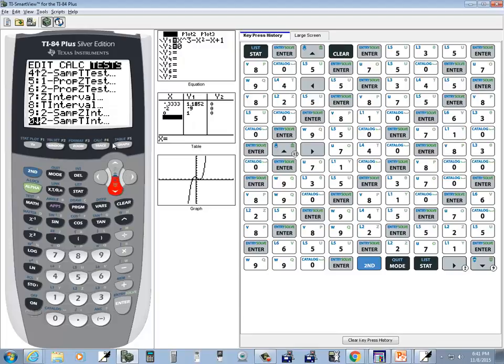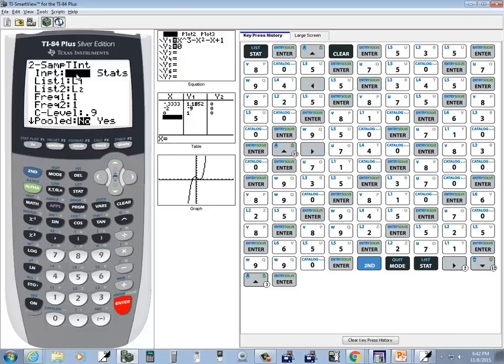But as you go through here, you'll have some other ones that refer to intervals. The test you see here refers to hypothesis test, and the interval ones are going to refer to our confidence intervals. See how we have 2 samp Z int, 2 samp T int, 2 prop Z int. Well, we want 2 samp T int, so I'll do enter on that.